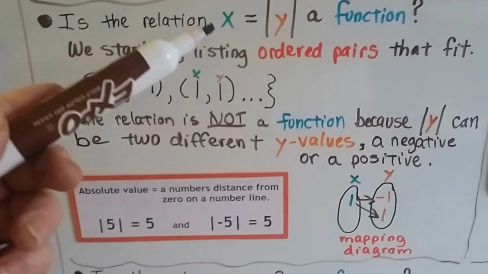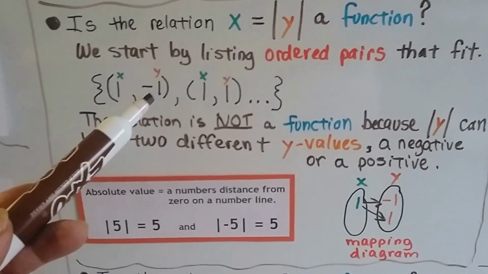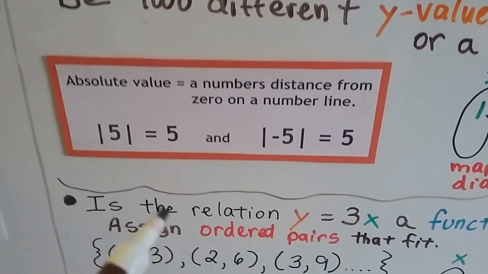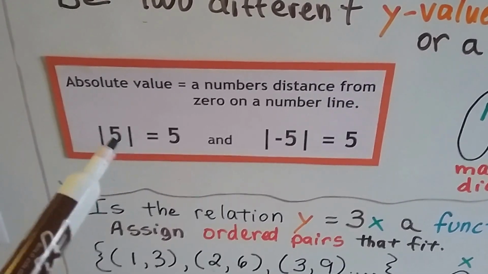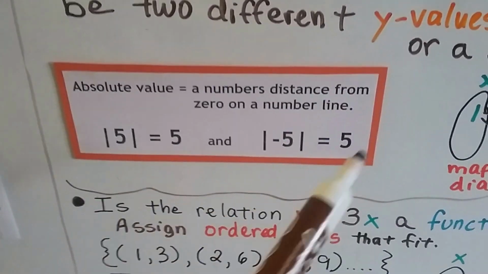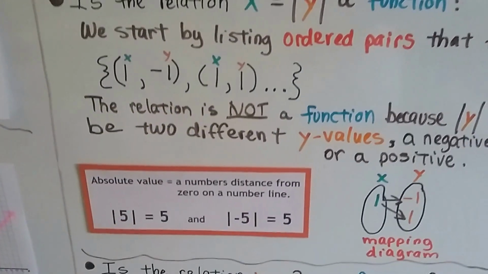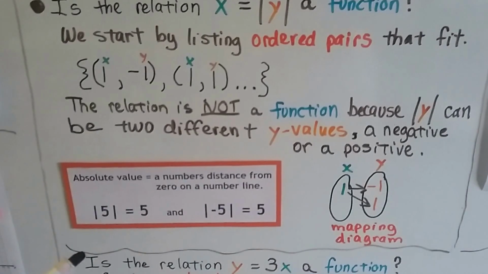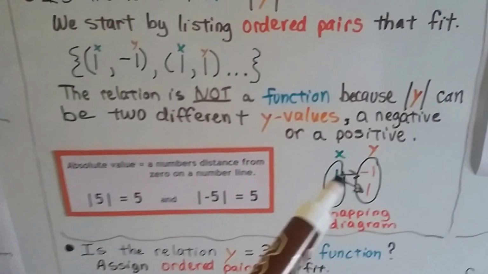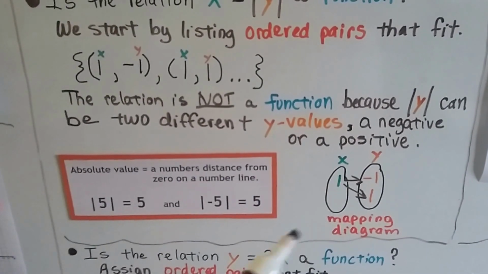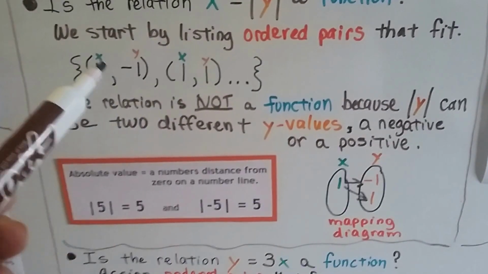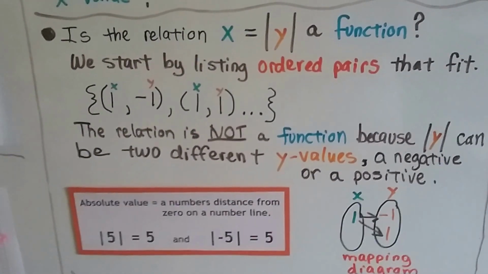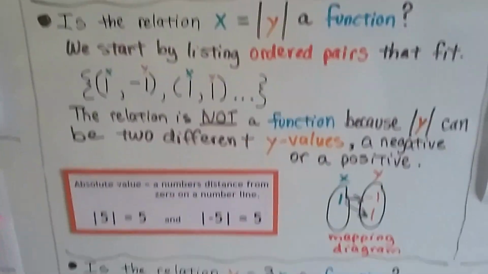So if x is a 1, the absolute value of y, well, it could have been a negative y or a positive, couldn't it? Because the absolute value is the number's distance from 0 on a number line, so it could be a positive or a negative. See? So it could have been a negative 1 or a positive 1. So this relation is not a function because the absolute value of y can be two different y values, a negative or a positive, and that means two arrows are coming out of that 1. See? If we do a mapping diagram, x is a 1 in both of these, but it's got two different y values, so no, that's not a function. It can only have one y value, okay?